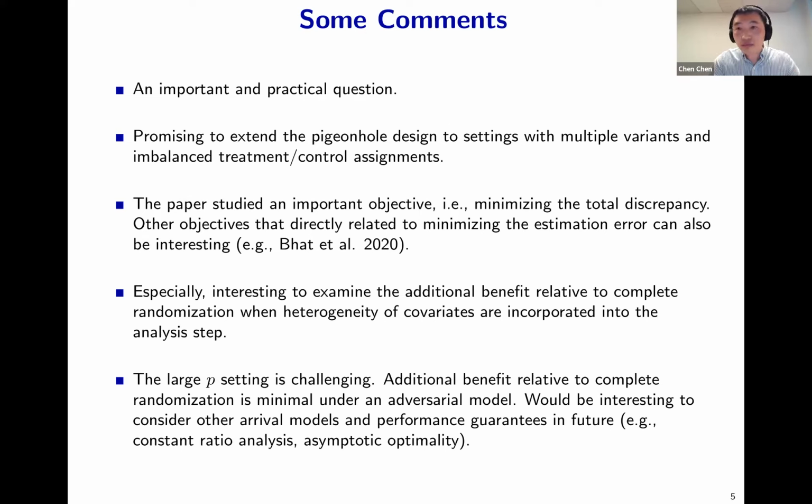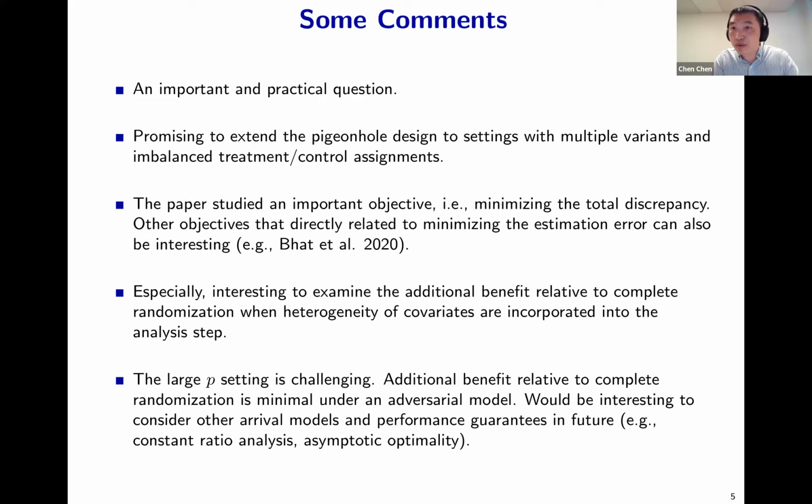And in the adversarial setting, the result of the paper shows that there's not too much benefit relative to complete randomization. But I would say the large P setting is also very relevant in some practical applications. And I feel if we want to say a little bit more in this regime, perhaps we need to assume a little bit more mild assumptions, for example, on the arrival models.